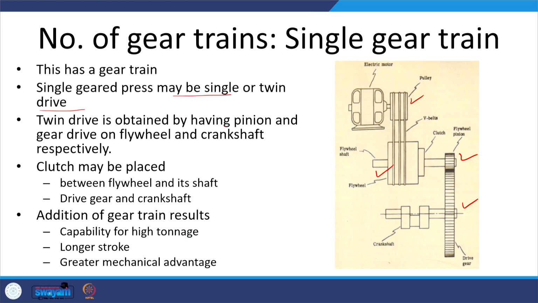Twin drive is obtained by having the pinion and the drive on the flywheel and the crankshaft respectively. A clutch may be placed between the flywheel and its shaft, and a clutch may also be placed between the drive gear and crankshaft. So, we may have a clutch here or we may have a clutch here. In this arrangement, the clutch is at one place only. Addition of the gear train results in increased tonnage capacity, longer strokes and greater mechanical advantage.